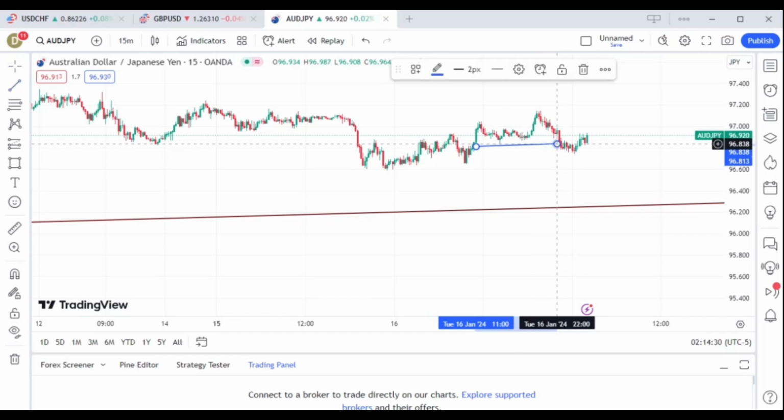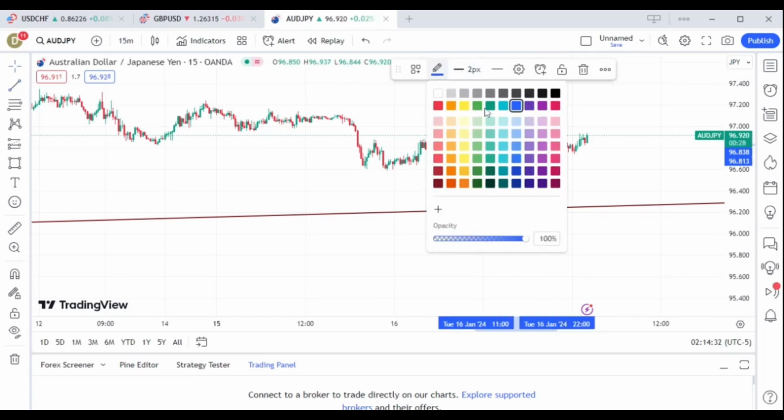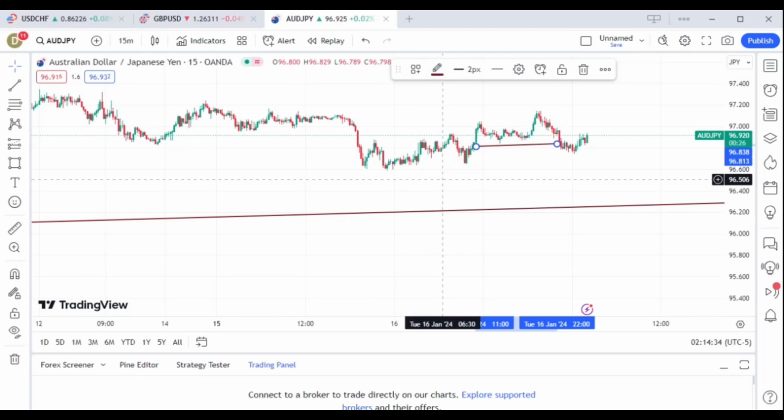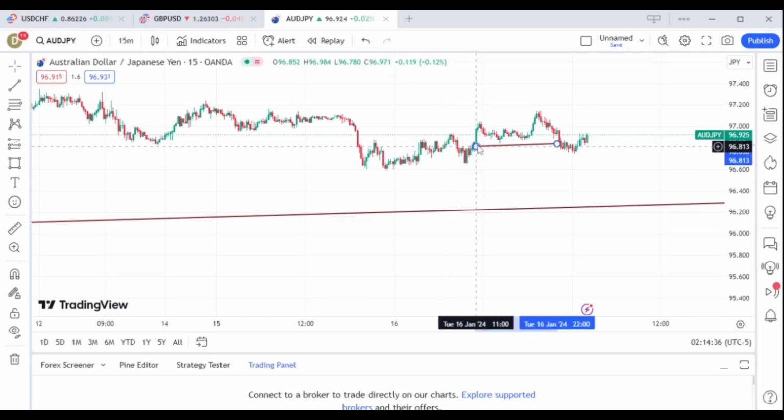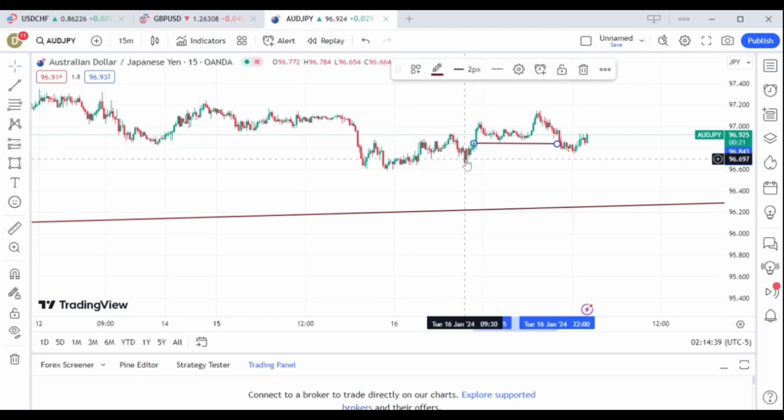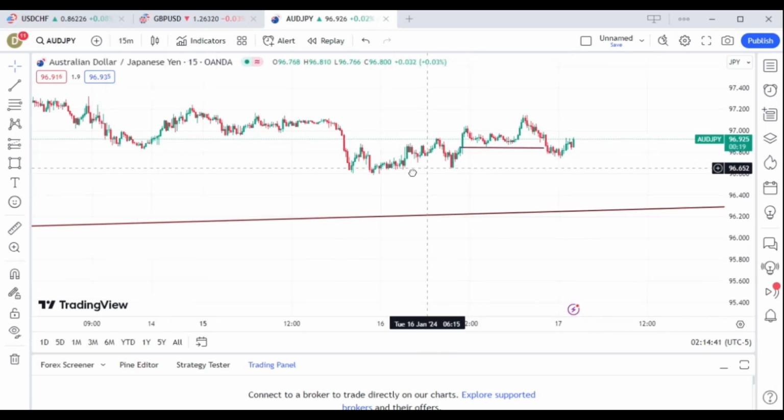Price at first engineered liquidity at this zone here. Let me change it to this color. And what did you see price do? Price gave us this level here.